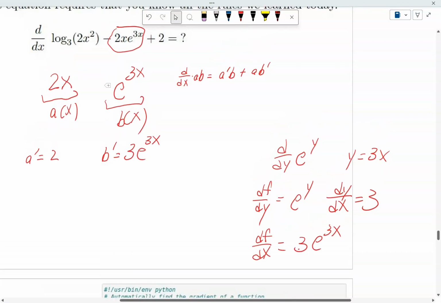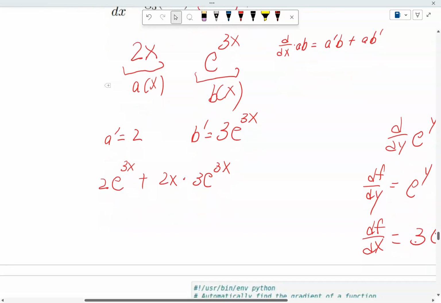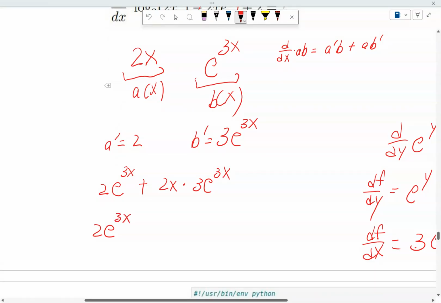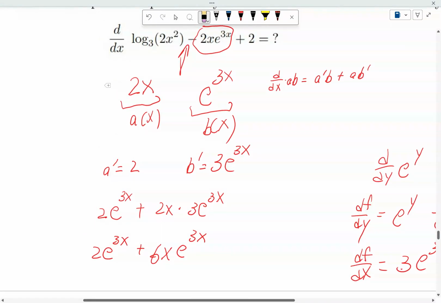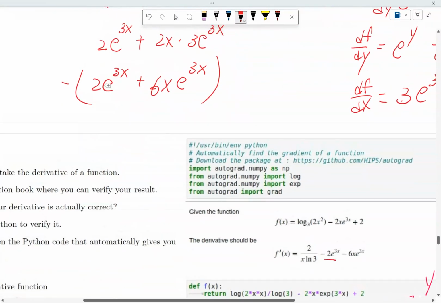Okay, so now we simply follow this equation and plug it in. So the derivative is 2, right, a prime times b, which is e to the 3x, and then plus a, which is 2x, times b prime, which is 3e to the 3x. So altogether, we have 2e to the 3x plus 6x e to the 3x. And there's a minus sign here. So minus. And this is our residual term. You can see how you have 2e to the 3x here and 6x e to the 3x. There we go. So this is how I was able to get the solution.